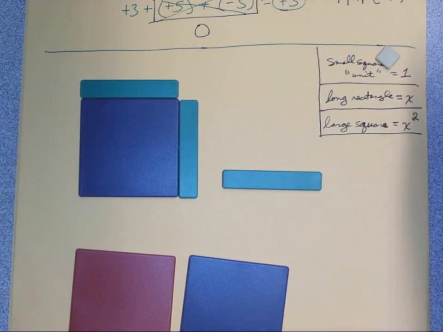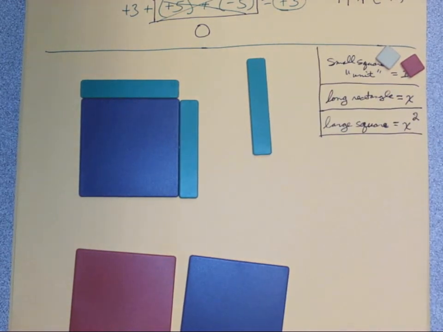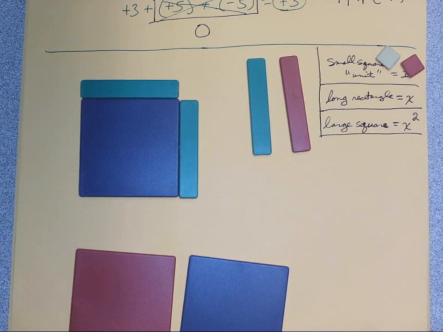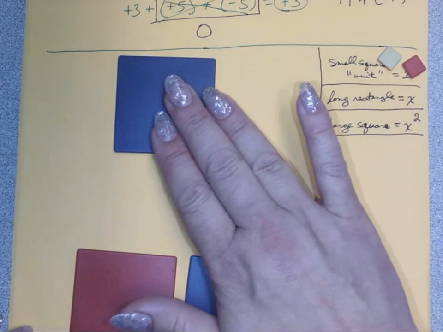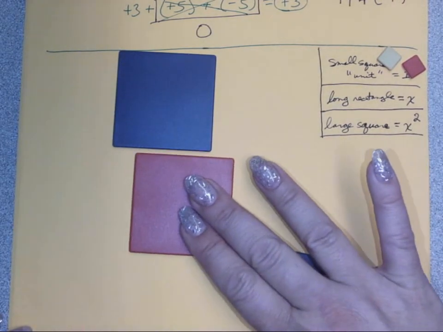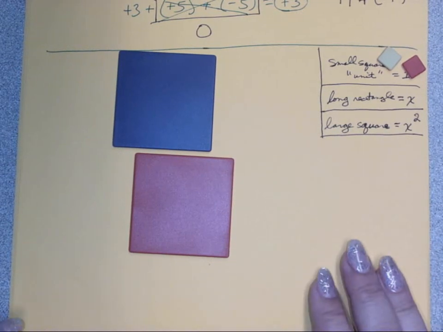The yellow guy will be a positive 1. The red small square will be a -1, right? The green long rectangle will be a positive X. The red long rectangle will be a -X. And on the square side of things, the large squares, the blue large square will be an X squared, and the red large square will be a -X squared.